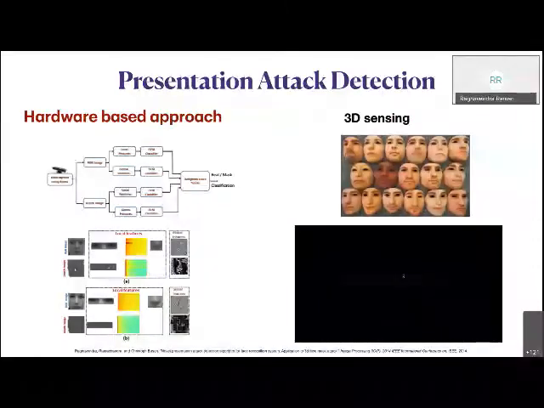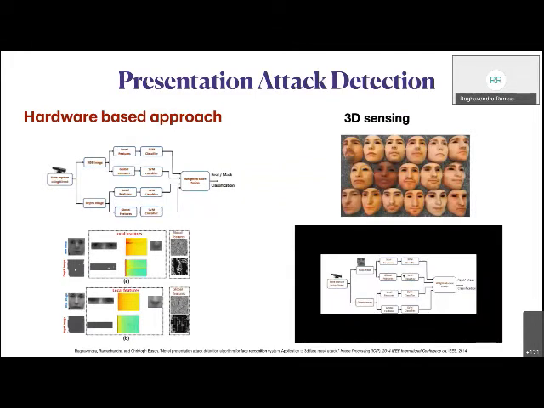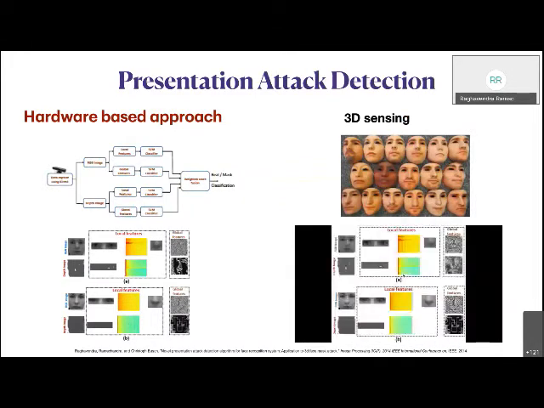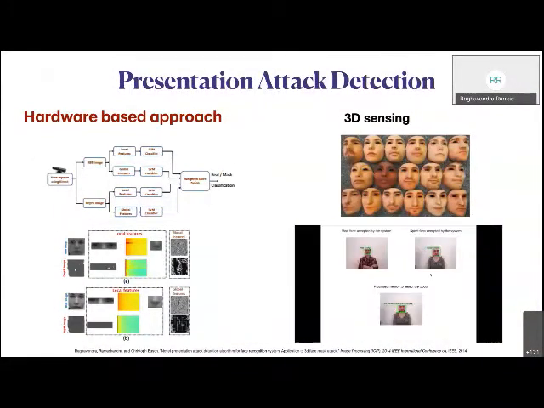The other kind of technique we have used for this is 3D sensing. We used a very low cost 3D sensor, a Kinect camera, which has both RGB and a depth image. For this we use a mask attack. This is not a silicon mask, but it is still a medium quality mask that can deceive the system. We also show in the paper that this kind of mask can create a vulnerability.